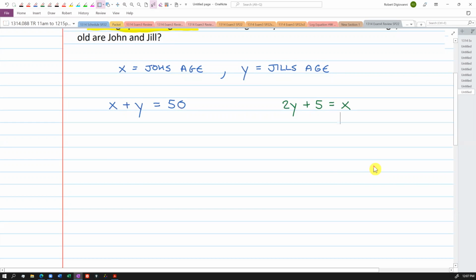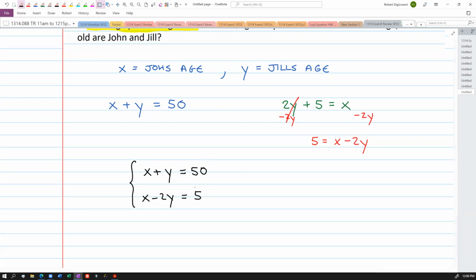We can set up a system, but remember when we do systems, we need our x's and y's lined up. So I'm going to subtract 2y on both sides over here to make this look like 5 equals x minus 2y. And that way, when I set up my system, I can have x plus y equals 50, and the other one will be x minus 2y equals 5. And then once we're here, we just try and eliminate one of them.